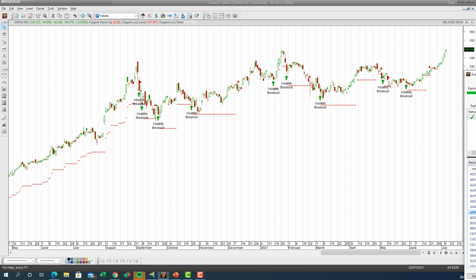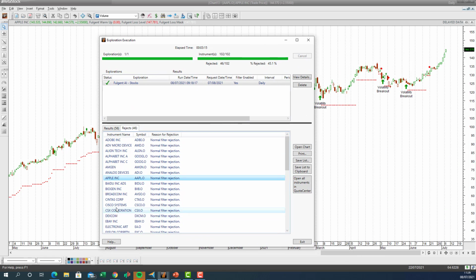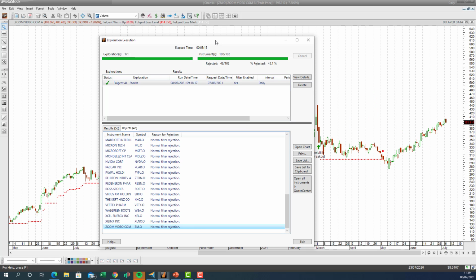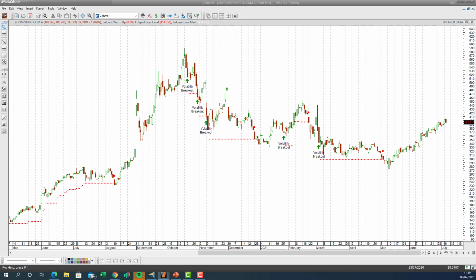So absolutely fantastic to use this AI on the Nasdaq 100 stocks. This goes to show you don't need so many stocks to trade. You can just use the AI to focus on a few favorite stocks and trade them using this volatility breakout there.